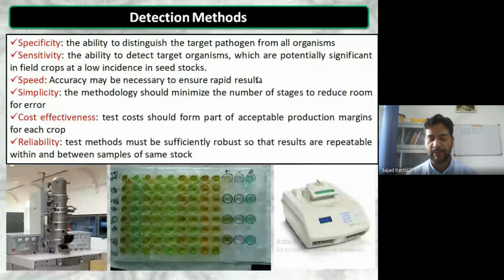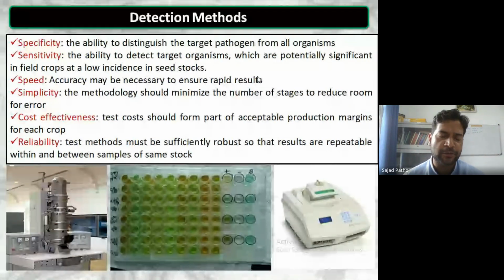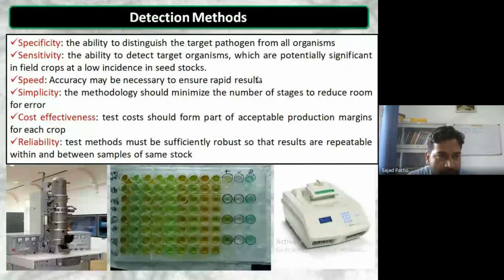For the detection methods, when we have to detect any virus or any pathogen, some important prerequisites are there. First and foremost is the specificity. Whatever virus or pathogen we are targeting, we should be able to detect that. Specificity means the ability to distinguish the target pathogen from all other organisms. For example, there are n number of coronaviruses. Sometimes we might get a positive result, but it can be some other type of coronavirus, which is not actually the coronavirus causing the COVID disease in humans. So there should be specificity.